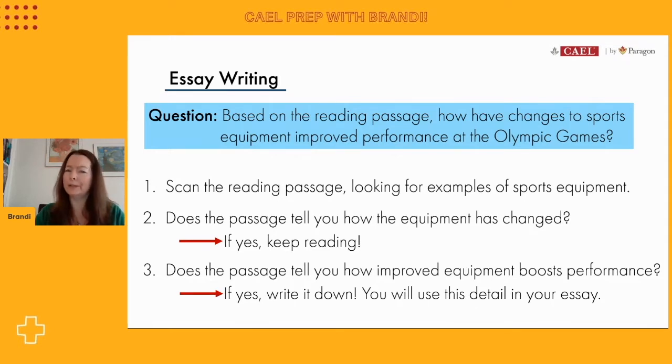Now, on the real test, you'll be given paper and pen in the testing centers. So you'll be able to use that to take notes. If you're taking the CAEL test from your home computer, you will be able to use an online notepad. It's called Scratchpad. Same concept, just using technology a little bit differently. But no matter how you do it, you're going to want to gather details and write them down so you can start sorting through those details and organizing them into proper paragraphs.